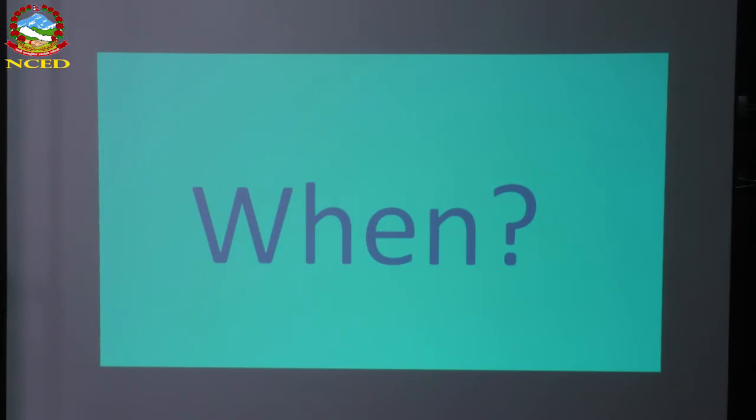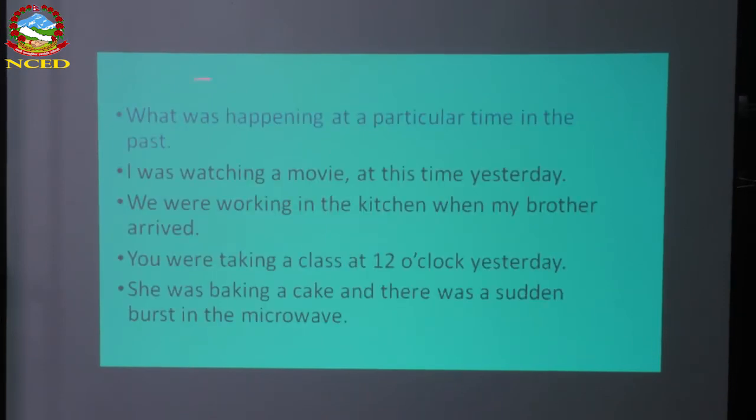Now, when to use it? The first situation is what was happening at a particular time in the past. So, it shows something was happening at a particular time. I was watching a movie at this time yesterday. Watching a movie at the particular time. We were working in the kitchen when my brother arrived. We were working in the kitchen at the particular time. The situation was that the action was in process.